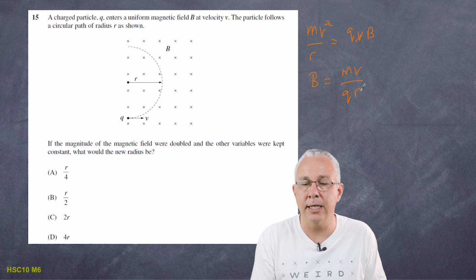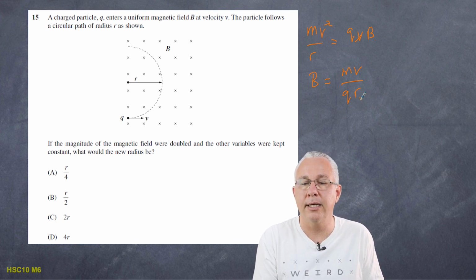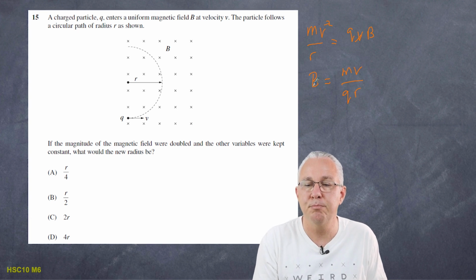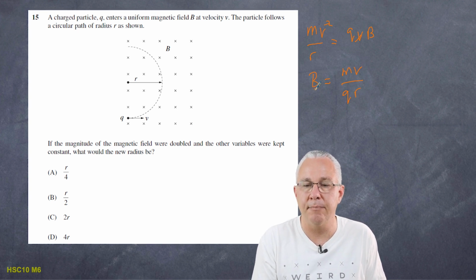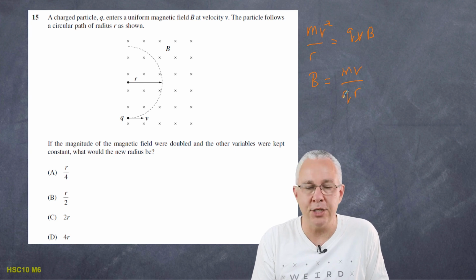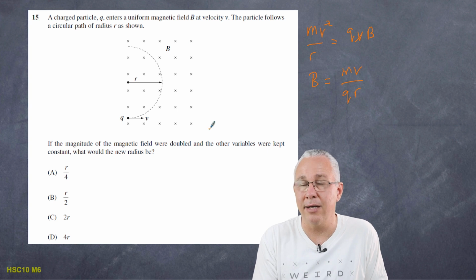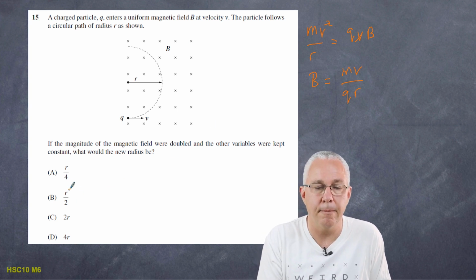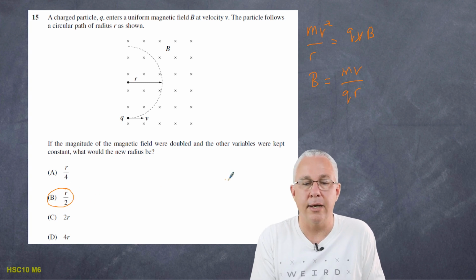Well, if r gets bigger here, then B gets smaller. So if r gets smaller, it's because B gets bigger. You can see it's an inverse relationship, which means that as B gets bigger, r has to decrease by the same factor. So therefore B is our answer.